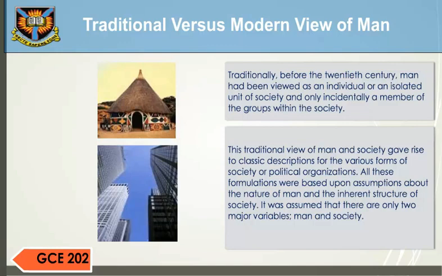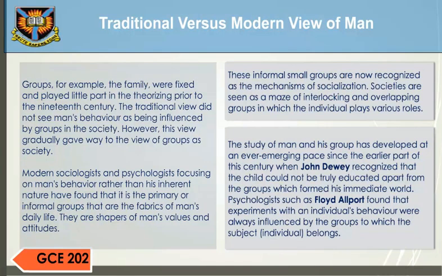It was assumed that there are only two major variables, man and society. Groups, for example the family, were fixed and played little part in the theorizing prior to the 19th century. The traditional view did not see man's behavior as being influenced by groups in the society. However, this view gradually gave way to the view of groups as society.